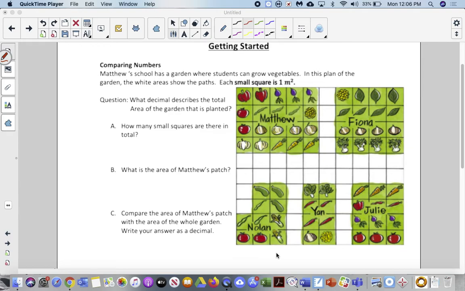Beginning of the decimal unit. The first thing we are going to do is discuss comparing numbers and decimal numbers.